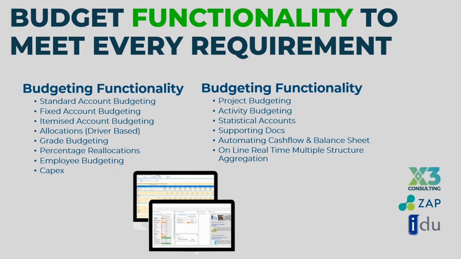Standard accounts with spread factors, fixed accounts, CapEx budgeting, employee budgeting, all the way down to payroll, because that's a big expense, statistical reporting, activities, project budgeting, all of that stuff is vitally important and needs to be part and parcel of what you do. And if you just look at that variety of functionality, you begin to see, hang on, can I build all of this in Excel? Well, yes, you can. But once again, how do you manage that across a large platform of users?